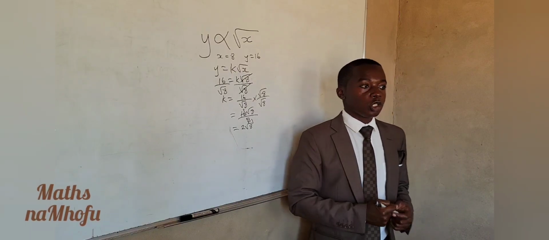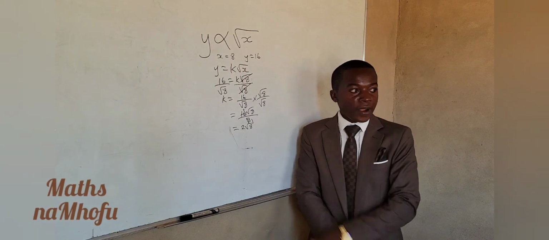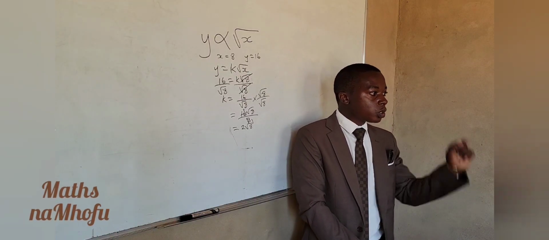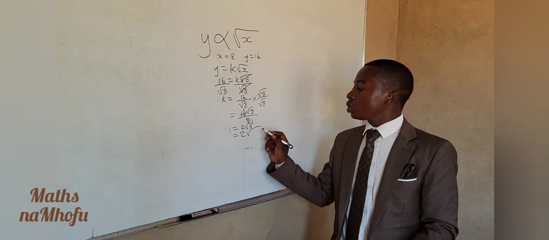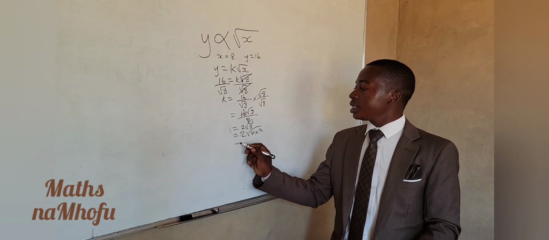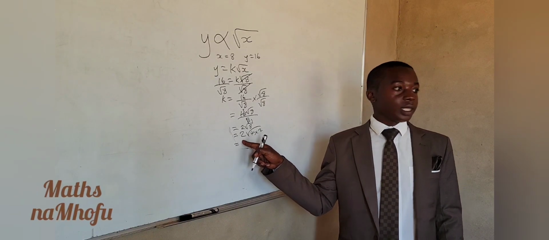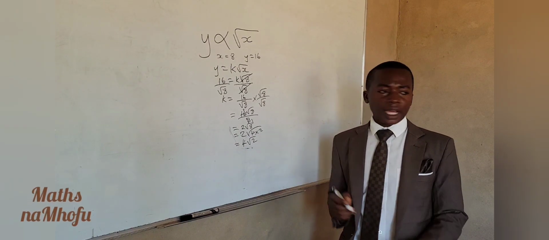But it's not yet complete, right? Because you can simplify this. 8 is the same as 4 times 2. So this is the same as 2 root 4 times 2, which is the same as root of 4, that's 2, right? That 2 times this 2. It becomes what? 4 root 2. That will be our final answer.